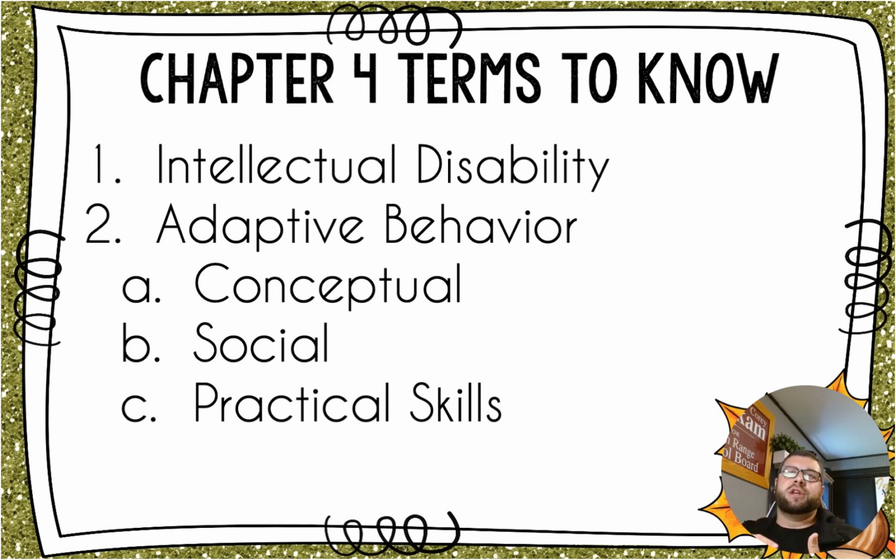So, what do you need to know? Well, first off, what an intellectual disability is, and we're going to talk about that in a second. We also got to know what adaptive behavior is. Adaptive behavior, so it's conceptual, social, and practical skills. All right, and we're going to go over that, but make sure you focus on that in your reading for this chapter.